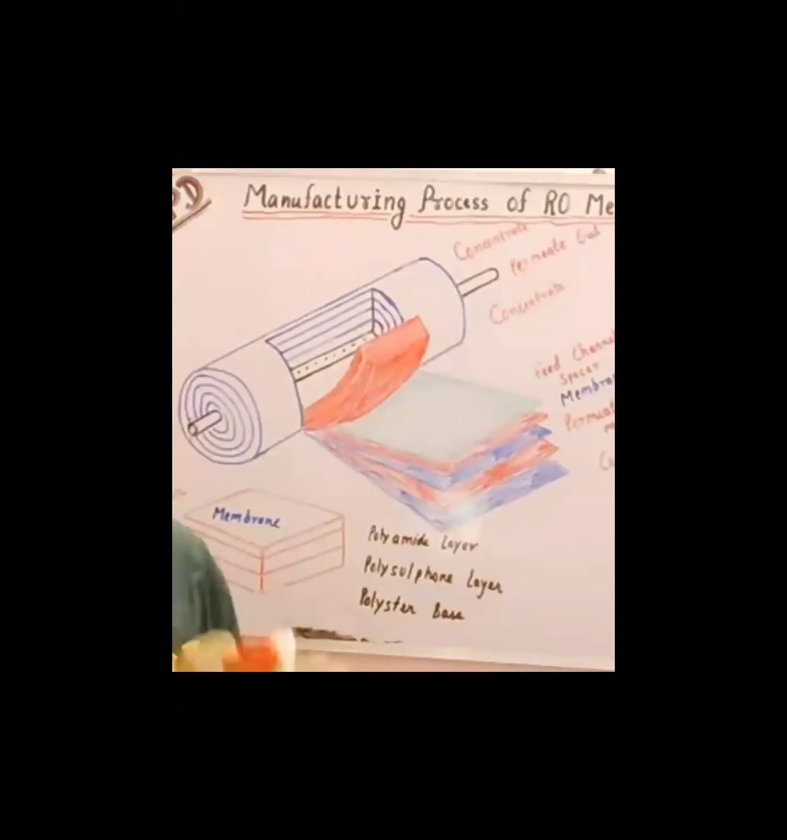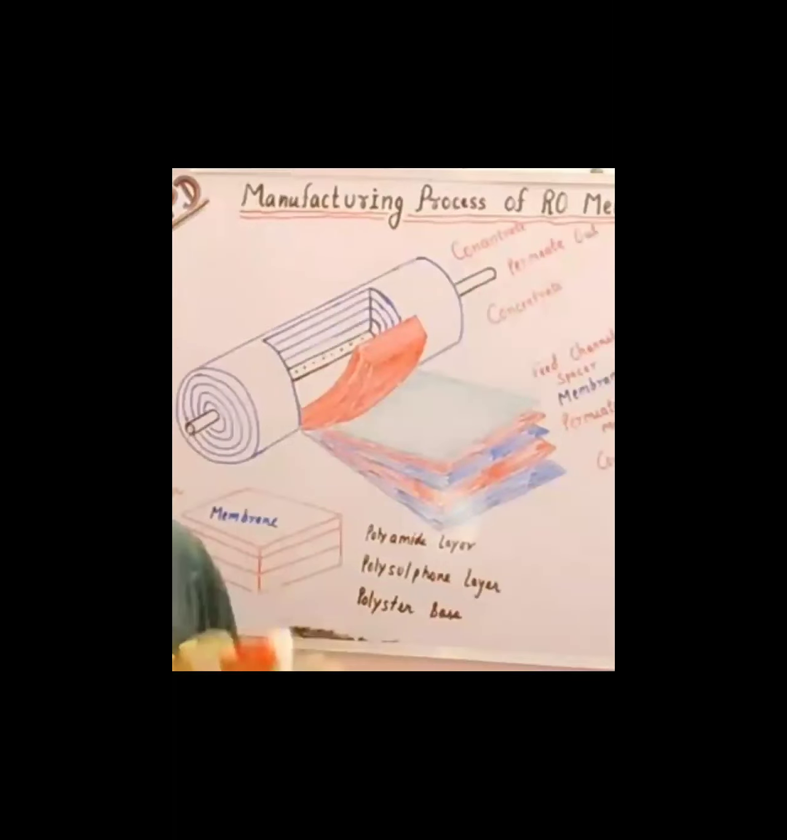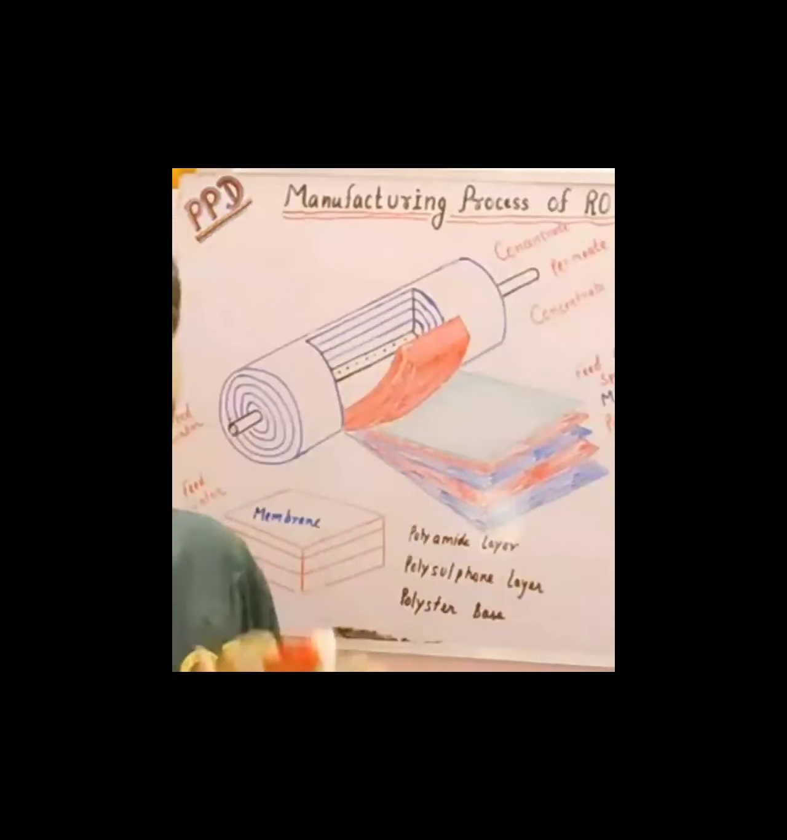Actually, you see the membrane, this membrane has three layers. One is a polyamide layer, one is a polysulfone layer, one is a polyester base. This is actually a very thin layer. What is the function of these layers? There is the salt water, and when it passes through the membrane, the membrane has layers of different micron sizes, which are the polyamide, polysulfone, and polyester base.